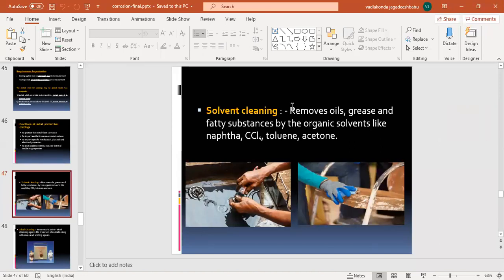Like one is solvent cleaning. By using different kinds of organic solvents, the metallic structures will first be cleaned, so that the solvents will remove oils, grease and also rust. Generally used solvents are naphtha, carbon tetrachloride, toluene and acetone. Generally organic solvents will be used to clean the metallic surfaces, which will remove oil, grease and also rust from the metallic surfaces.